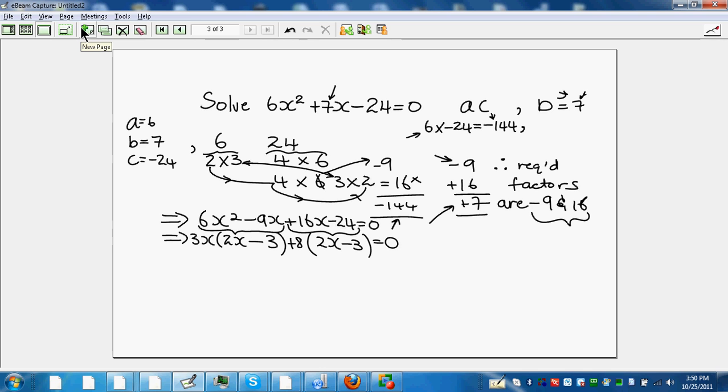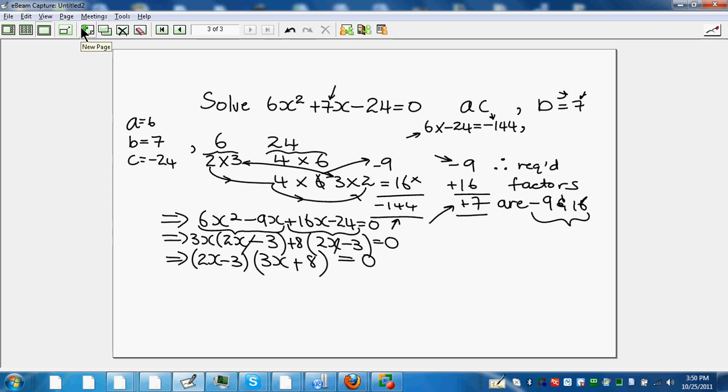So our next step would be to take out the 2x minus 3 as a common factor from each pair. From the first pair, when we remove it, we'll get 3x, and from the second pair, when we remove it, we'll get positive 8. This is equal to 0. But still, we have some more work to do because we still have to find out what x is. So how do we go about finding out what x is now?